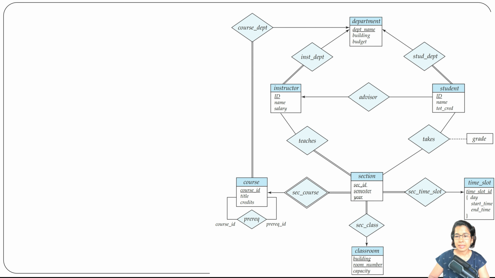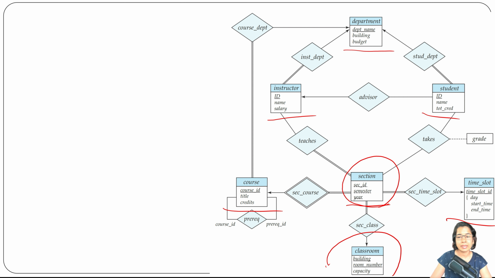Hey everyone, let's discuss the complete ER diagram of a university. Till now we discussed it part by part. So this is the ER diagram for a university. Here we have different entity sets and relationships. We have 1, 2, 3, 4, 5, 6, 7, total 7 entity sets. From these, this section is the weak entity set. The rest all are strong entities.